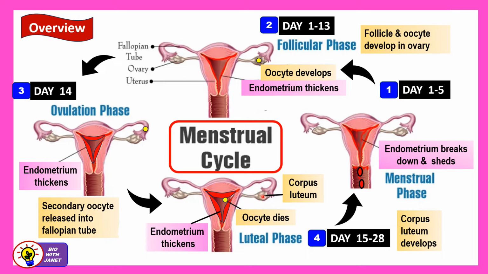Now, how about the oocyte? The oocyte that was released into the fallopian tube, if it is not fertilized, it will die in the fallopian tube and then it will be moved down into the uterus and will come out during menstruation. So after day 27, 28, the endometrium will break down once again when the levels of progesterone and estrogen decrease. Then the menstrual phase begins again and a new cycle begins.